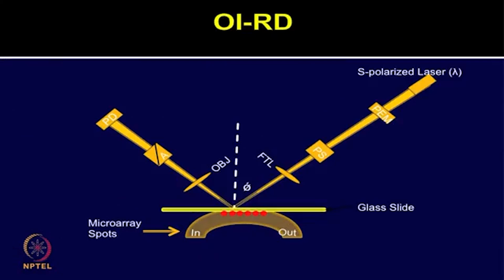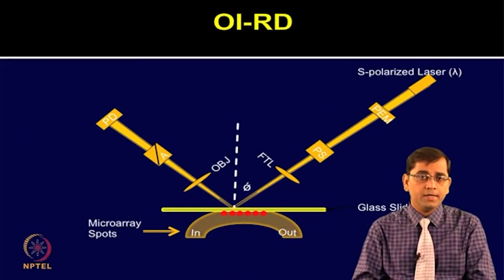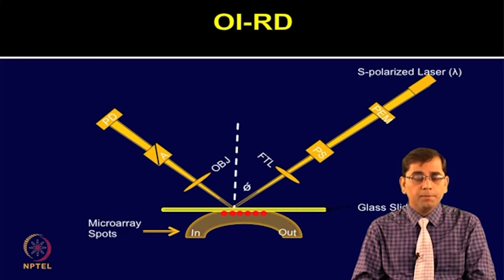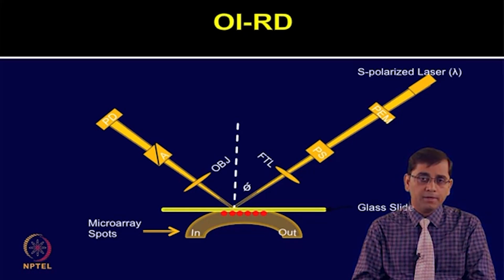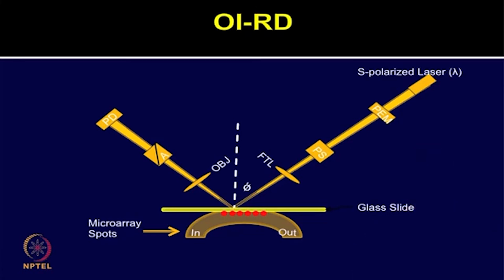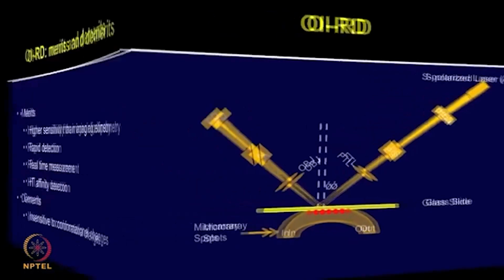In this slide, I have shown you the configuration of OIRD. In the scanning OIRD microscope, the X scan is performed by moving the sample holding stage, and Y scan is performed by a combination of rotating mirror and theta lens. The sample is coated on the glass slide, which is directly in contact with the fluidic system.